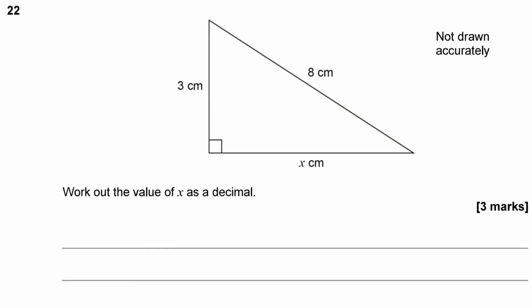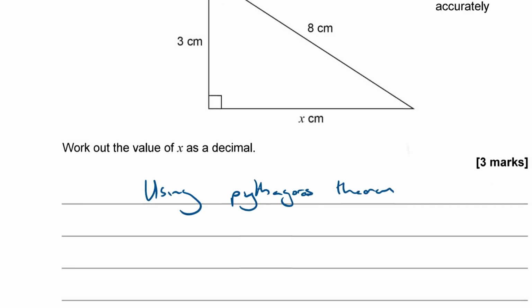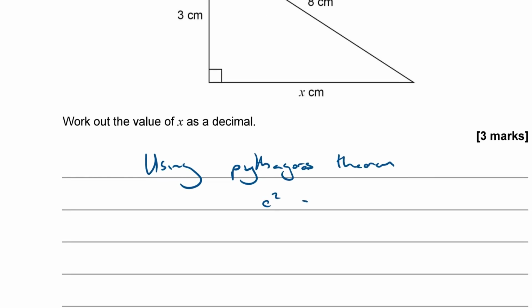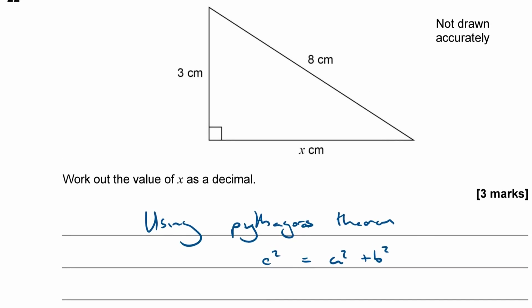Question 22. I'm given a right angle triangle here, of which I know two sides and one is labelled x, and I'm asked to work out the value of x as a decimal. Okay, so the rule that links three sides of a right angle triangle together is Pythagoras Theorem. So using Pythagoras Theorem, I know that c squared is equal to a squared plus b squared, where c is the longest side, and a and b are my shorter sides.